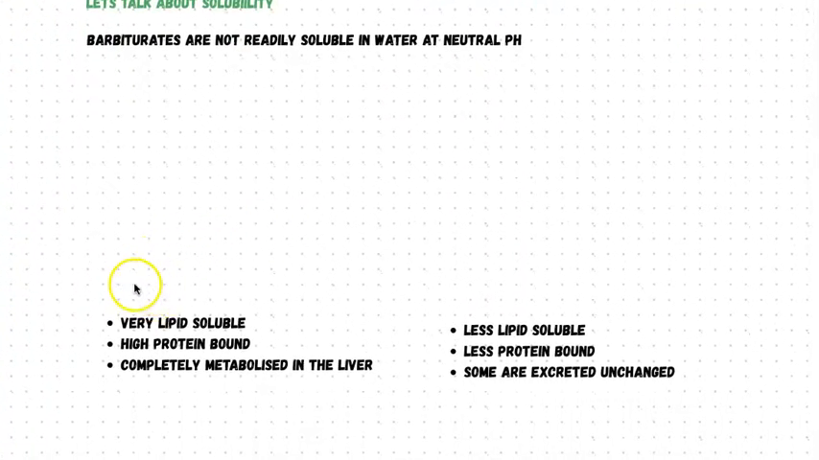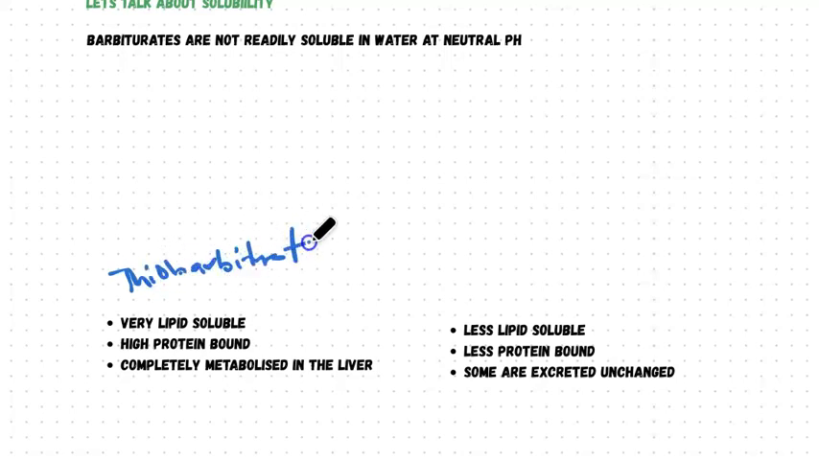Therefore, thiobarbiturates are very lipid soluble, they are highly protein bound, and they are almost completely metabolized in the liver. Whereas the parent compound that we just drew, the oxybarbiturate, is less lipid soluble, less protein bound, and some are even excreted unchanged, which is unfavorable in our use of anesthetic agents.